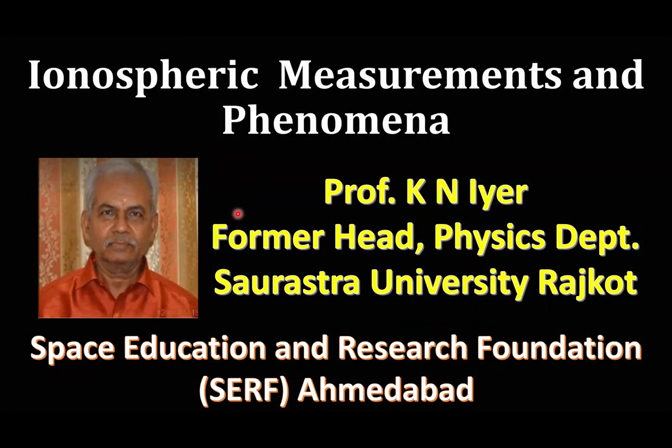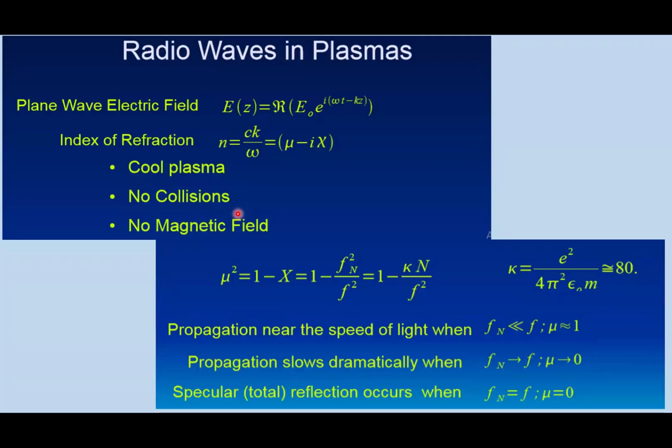Now, most of the ionospheric measurements depend very much on the effects of the ionosphere on the radio waves which are propagating through the ionosphere. And radio waves are a part of the electromagnetic wave spectrum. And therefore, today we will start with some discussion about the propagation of radio waves in plasmas like the ionospheric plasma.